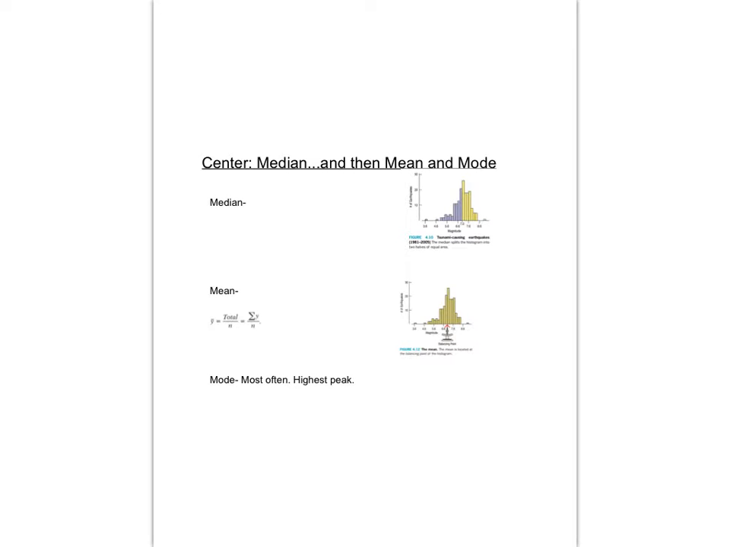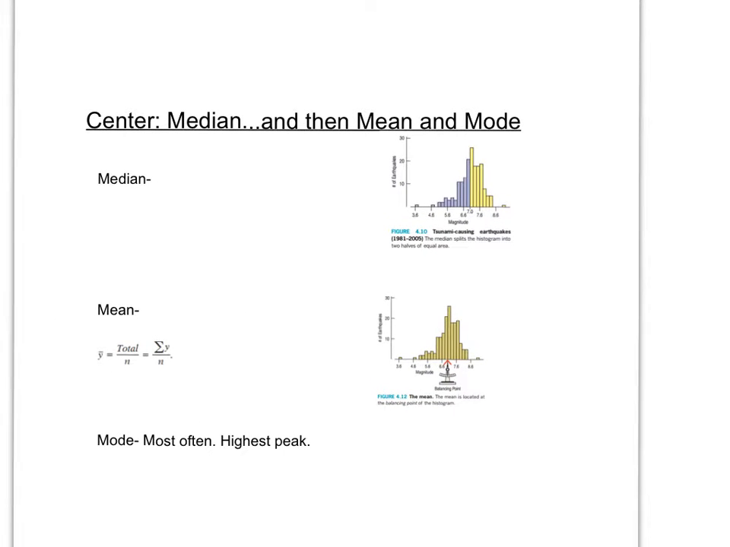Alright, this is our second to last slide. Thanks for staying with me. So your center: median and then mean and mode. So median is always literally the middle number. Okay, so it's the middle number of your data, but you want to put them in order first.